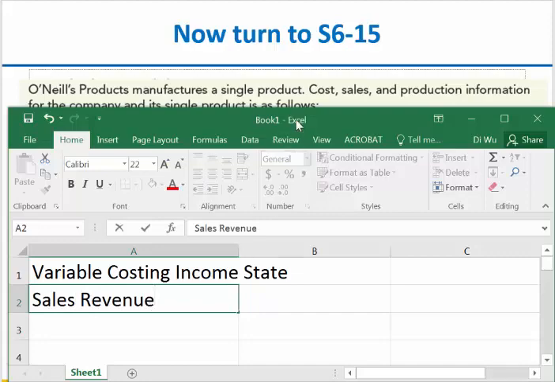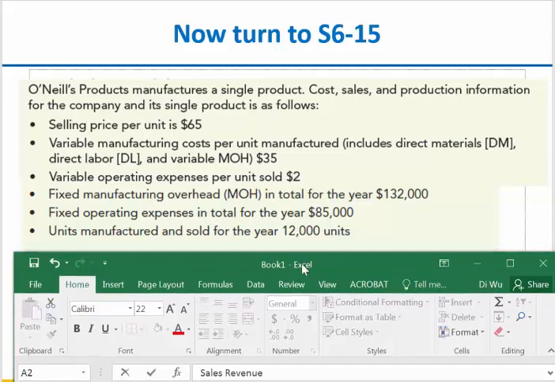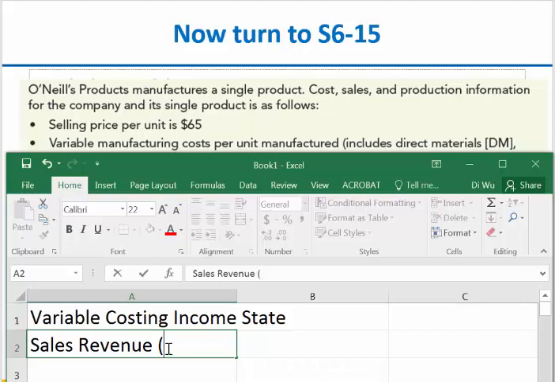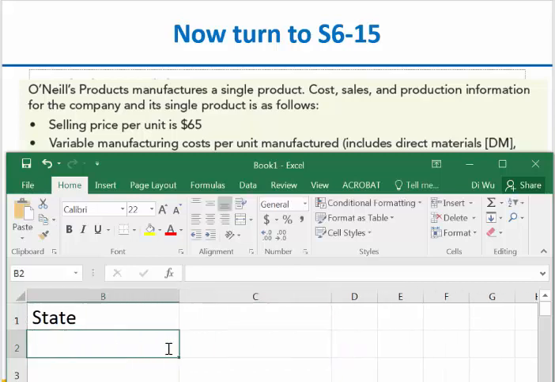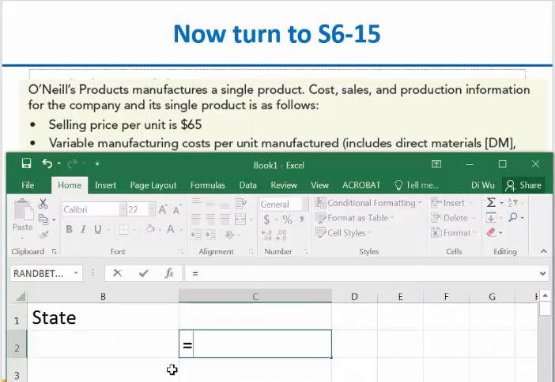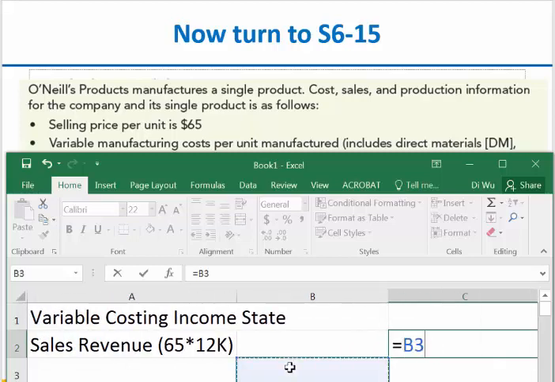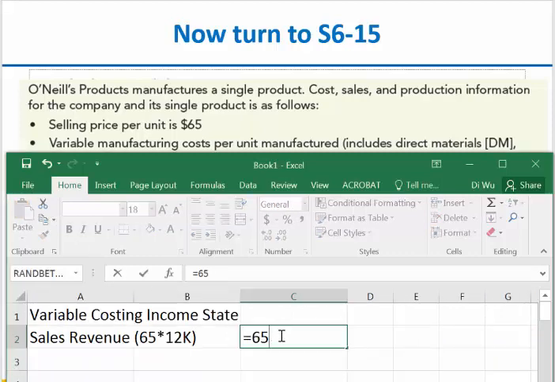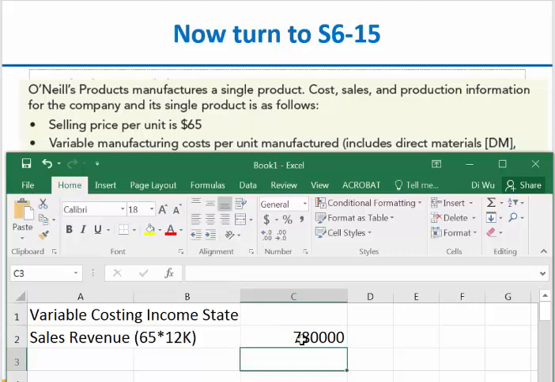So what is the sales revenue? We have $65, and the units manufactured and sold for the year is 12,000. So all I have to do is multiply 65 by 12k, right? Sorry, I'm kind of running out of space. That's the problem here, so let me make that a little bit smaller and adjust my table here. Alright, so the sales revenue is $65 times 12,000, so we're looking at $780,000.